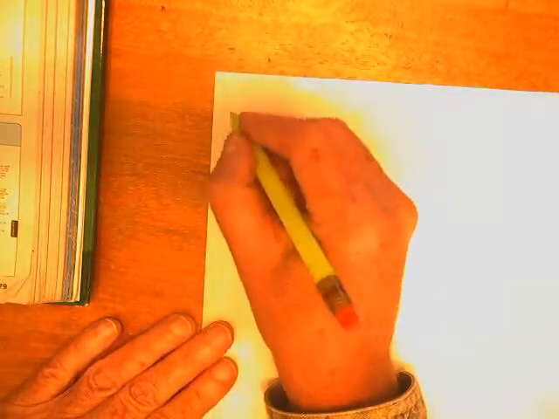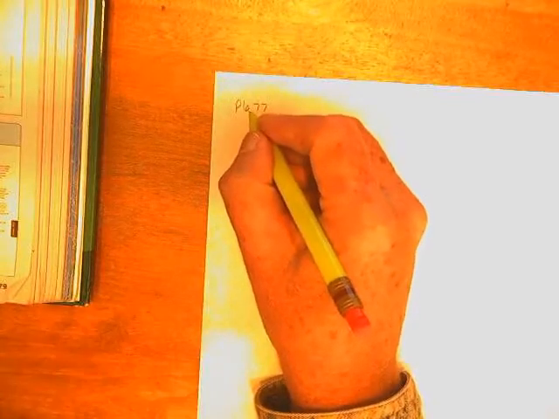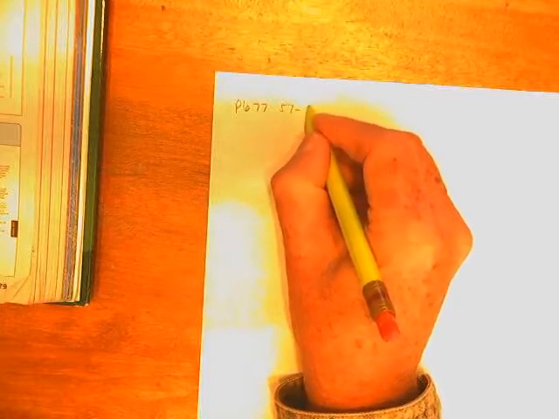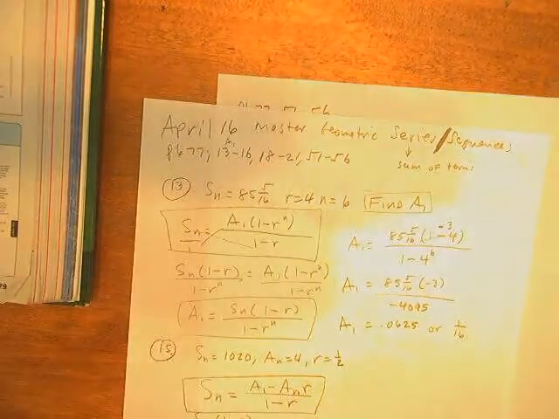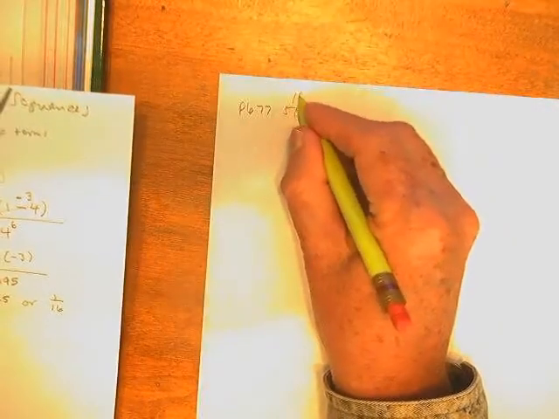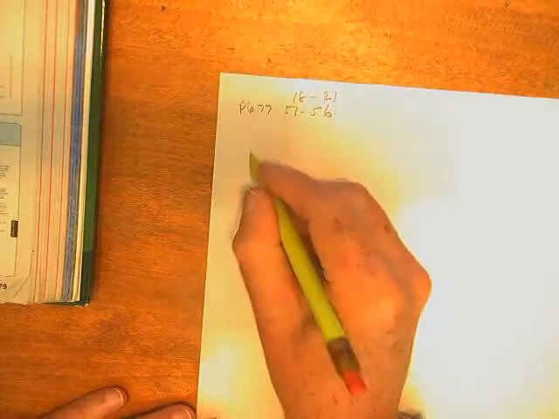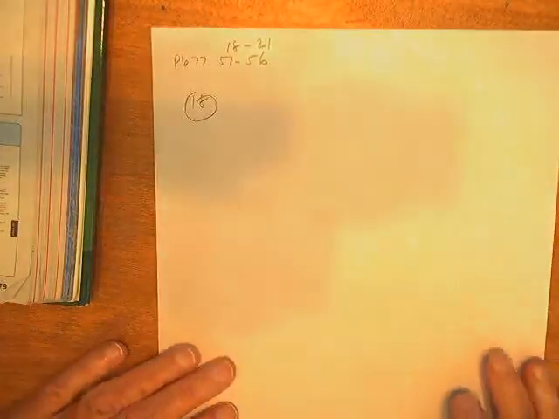Okay, and then we've got these on the other page. We've got page 677, 51 through 56. So we're still working on this. So we got 18 through 21 too. What am I trying to do? Okay, well we better go get 18 first. Okay, so let's go get 18. Let's see what it's all about.